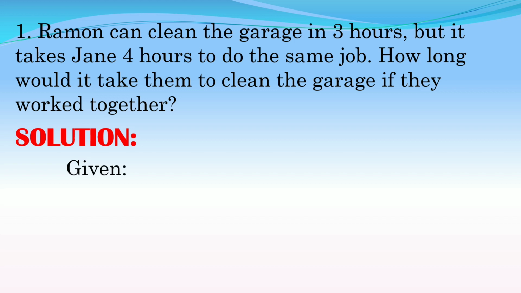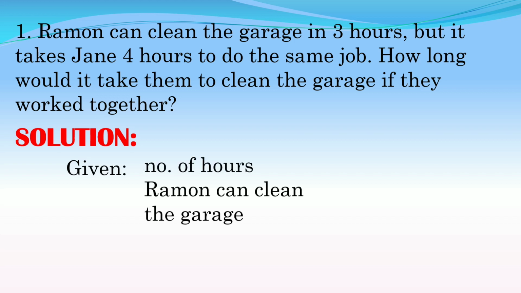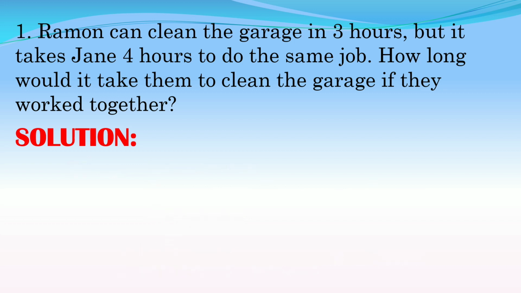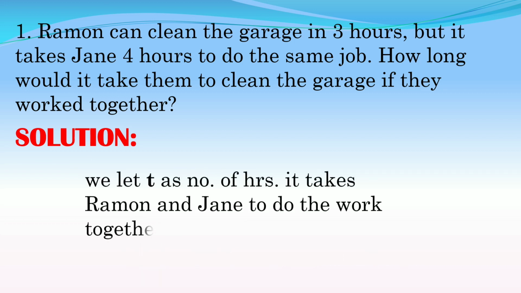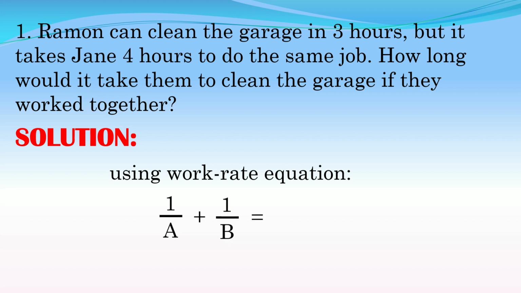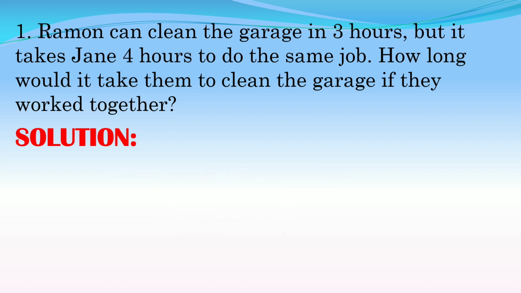So, solution. So, let's have the given. So, number of hours Ramon can clean the garage is 3 hours. And the number of hours Jane do the same job is equals to 4 hours. So, we'll let T as number of hours it takes Ramon and Jane to do the work together. So, using work rate equation, so we have 1 over A plus 1 over B is equals to 1 over T.